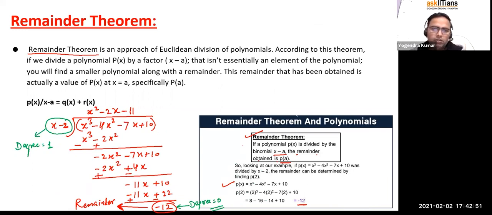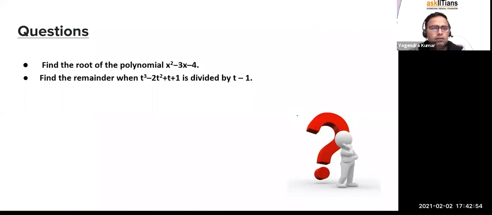But the remainder theorem, you understand it, right? We can find the root of the polynomial. I think we should do this later, but let's understand this further. Find the remainder when this polynomial is divided by t minus 1. I'll not do long division now because I know the remainder theorem. So let's use it; for this question I'm using the remainder theorem.